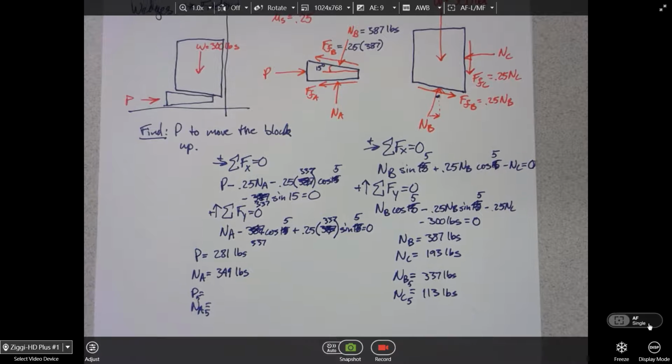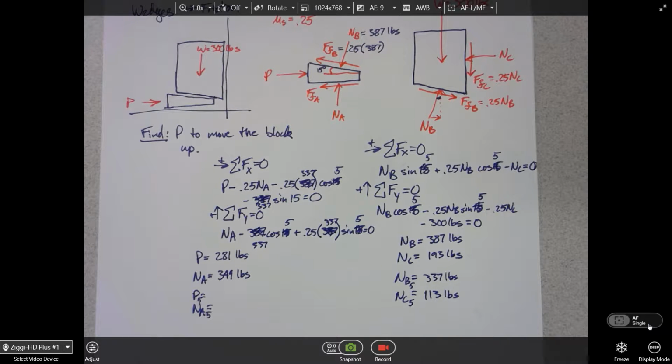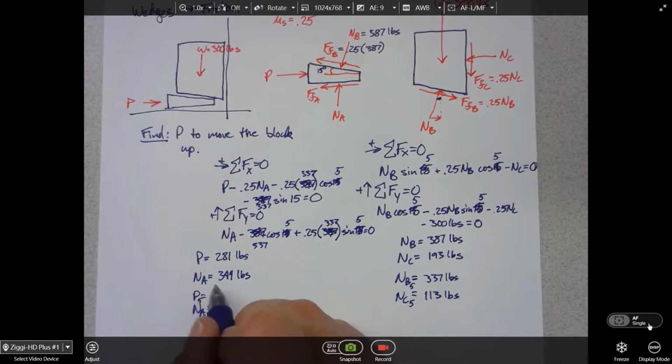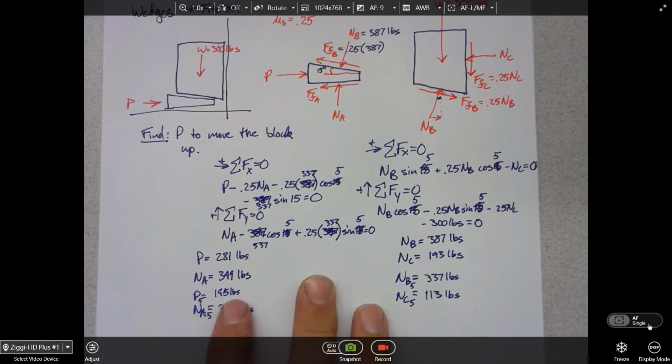Oh, interesting. What'd you get? For P, I got 195. For FNA, I got 328. Okay. So, when do you use wedges?